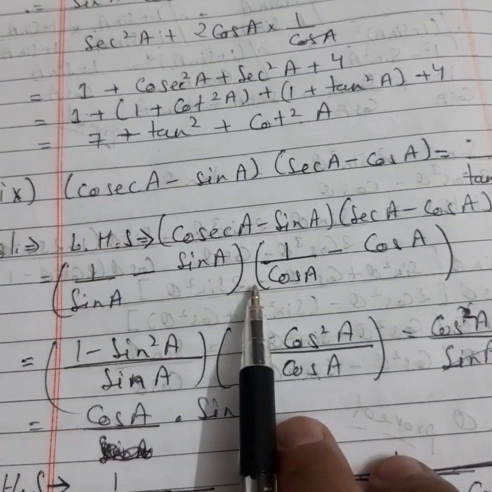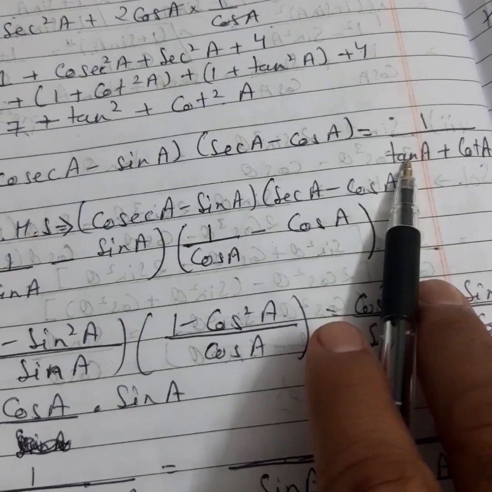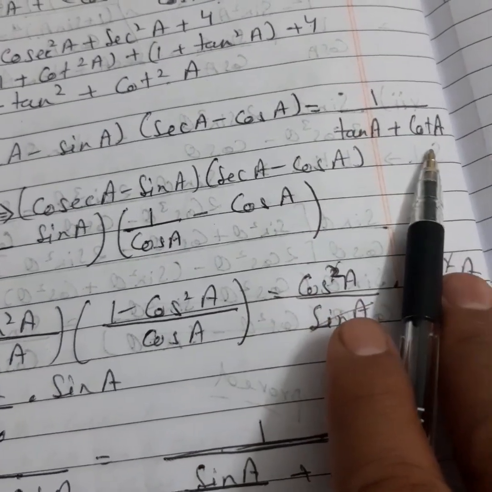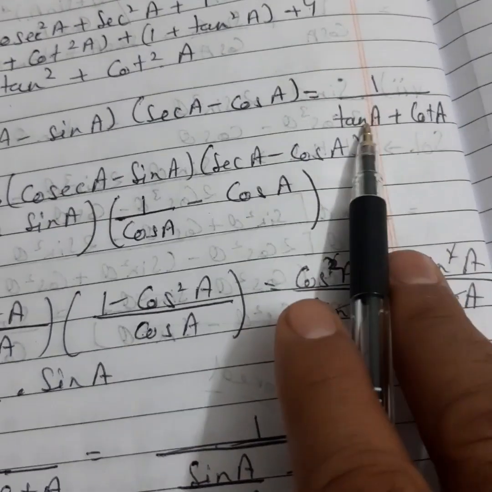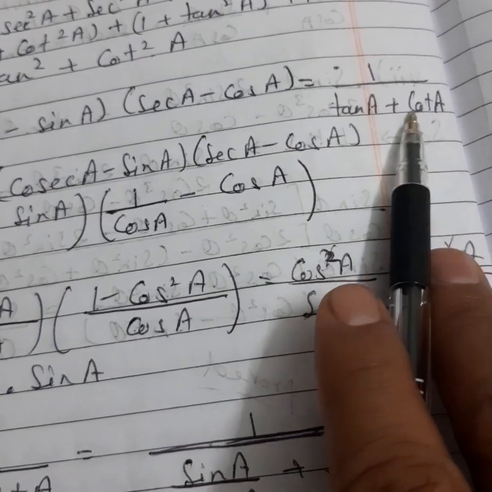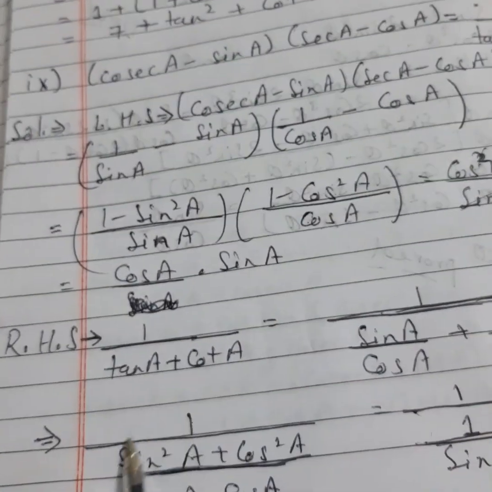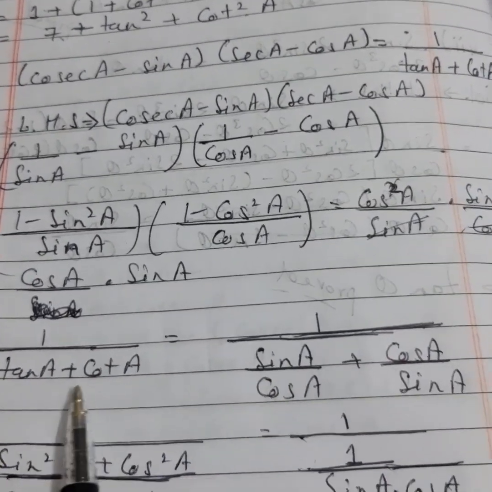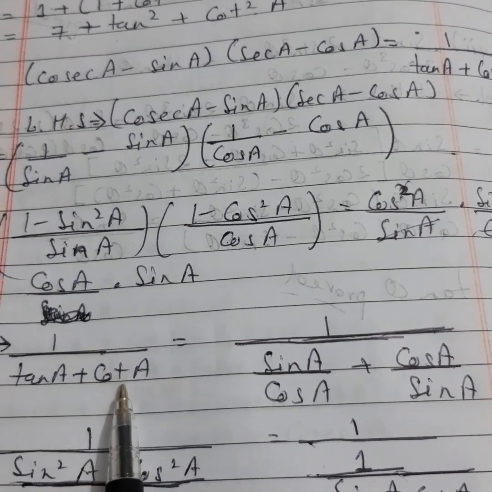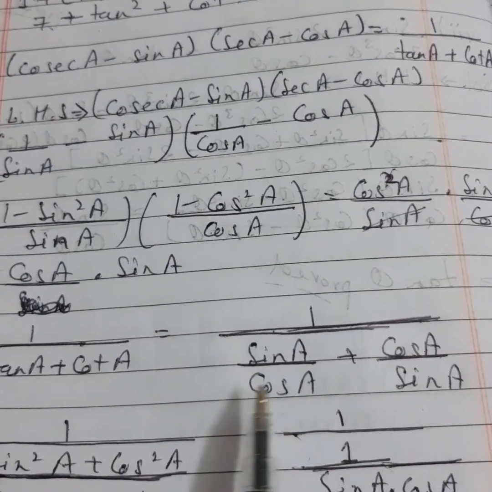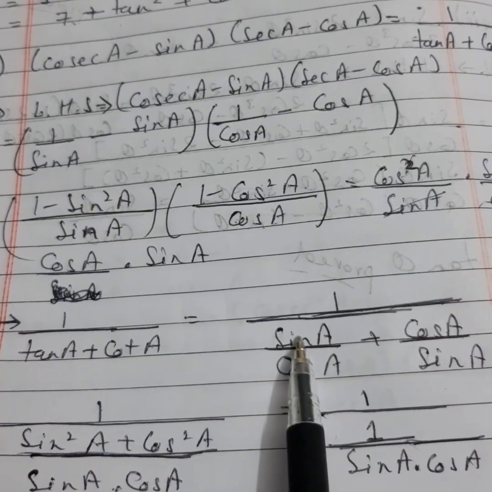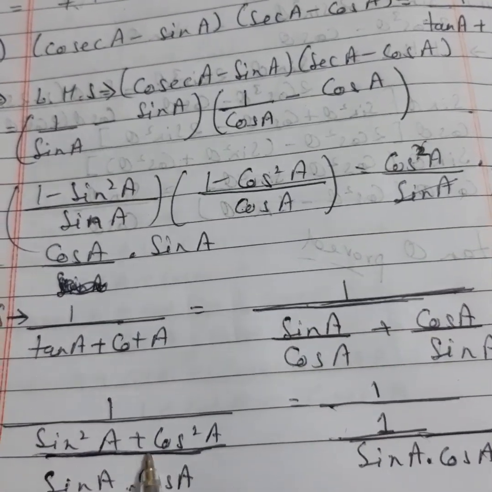But it is not equivalent to this. So now we have to take the RHS part, which is 1 upon tan A plus cot A. So again we have to convert tan A and cot A in the form of sin and cos. So 1 upon, in place of tan A we can write down sin A upon cos A, then plus in place of cot A we can write down cos A upon sin A. Take the LCM here, sin A into cos A, cross multiply them, sin square A plus cos square A.